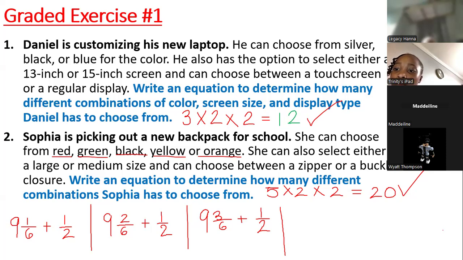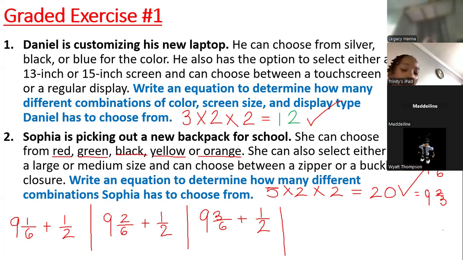And what is your final answer? My final answer is 9 and 4 over 6. Then I simplified that and it's 9 and 2 over 3. Anyone else got 9 and 2 over 3? Let me know if you got that. I did. 9 and 2 over 3.